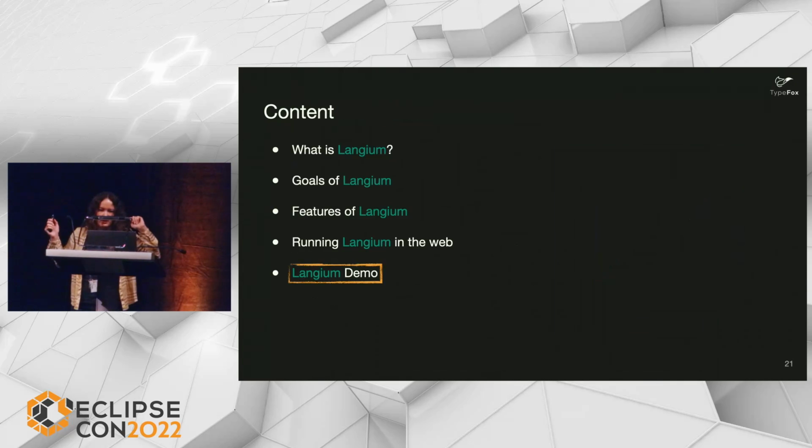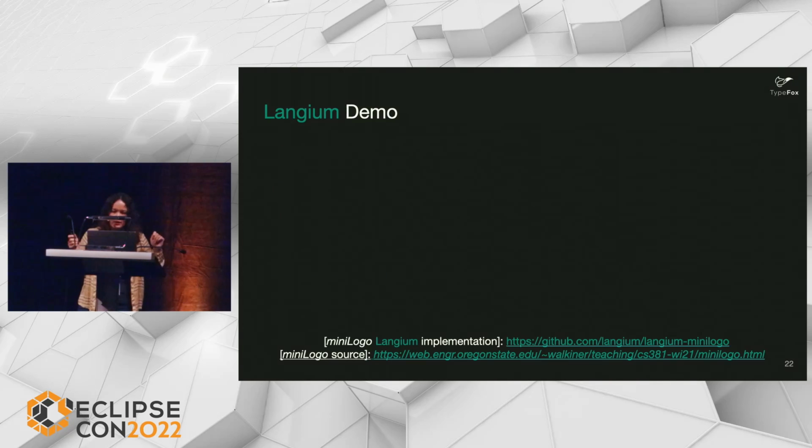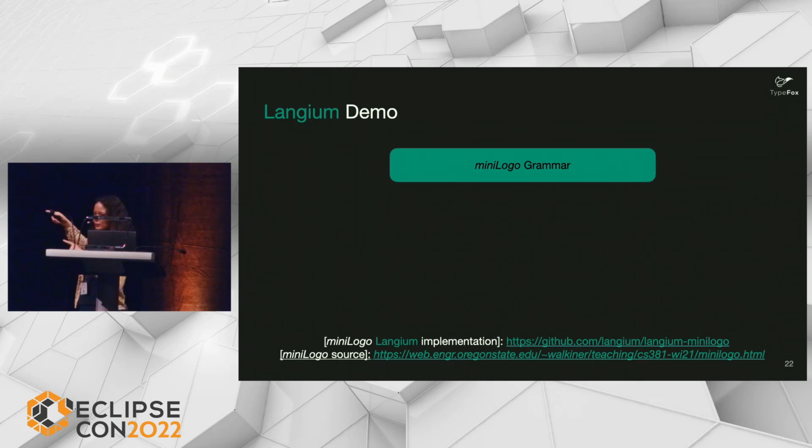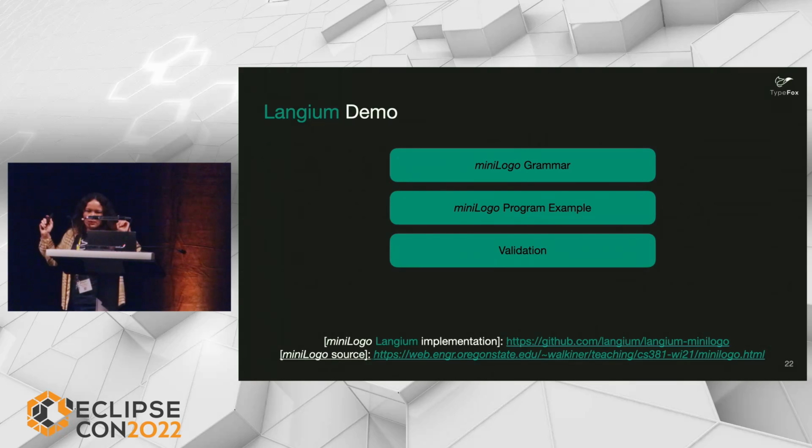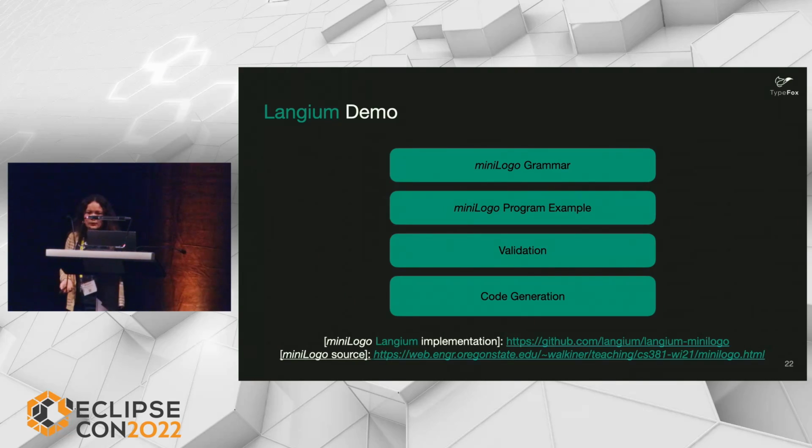So, demo. In this demo, I will show how to implement MiniLogo. It's a language that allows you to draw by points. Very, very nice thing. During this demo, we look at the grammar of MiniLogo, look at what a MiniLogo program example looks like, take a look at how to write validation, and finally try to make some code generation.